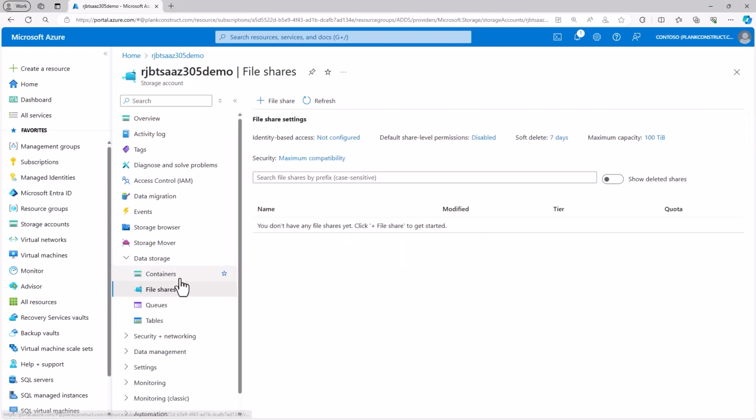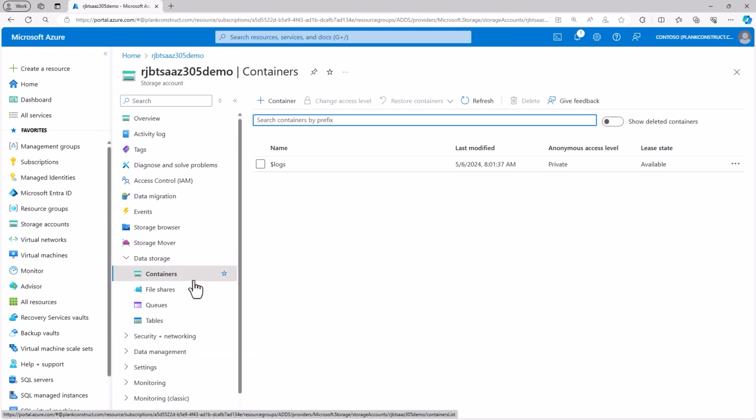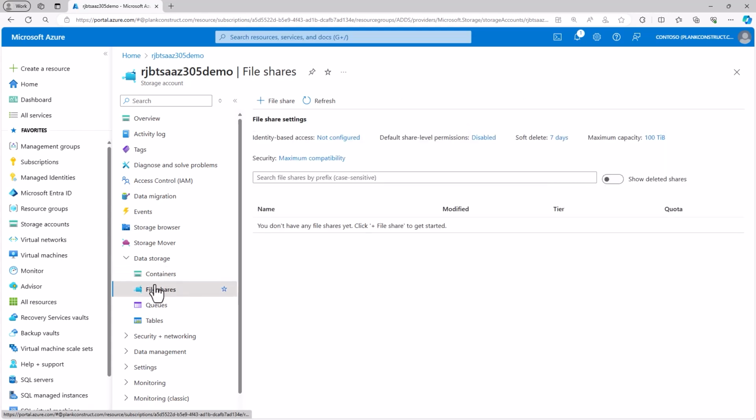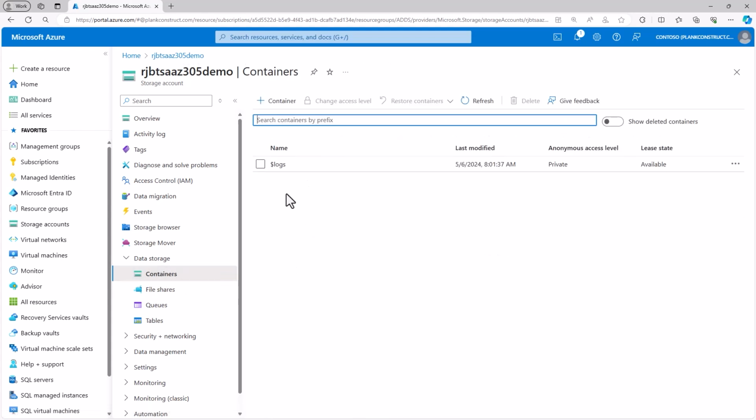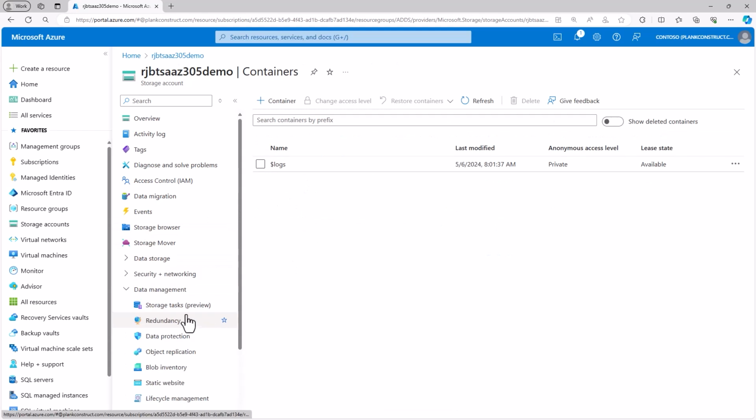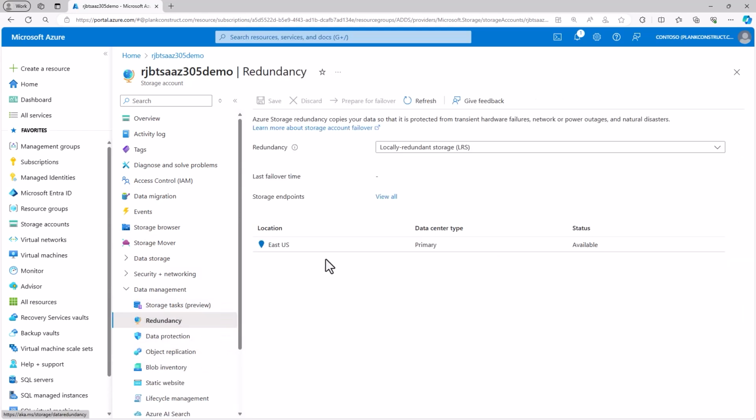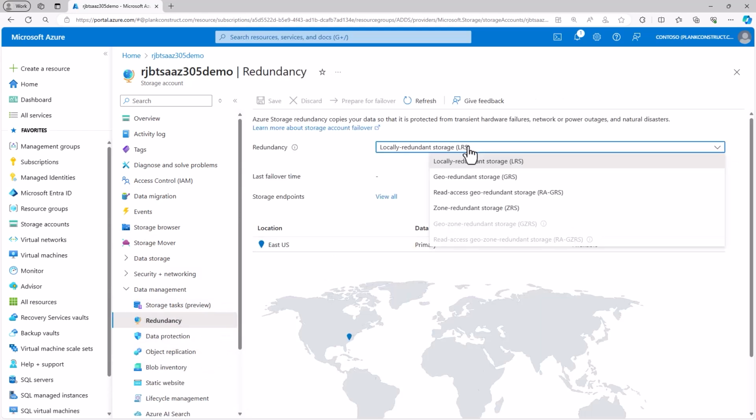Working with data storage, I can take a look at the specific types of storage we talked about, the blob storage in containers. We also have our file shares. It's in here that I can actually build new containers to access the objects. Under data management, I can change the redundancy types if I wanted, from locally redundant to the ones that are available in the region that I've deployed to.